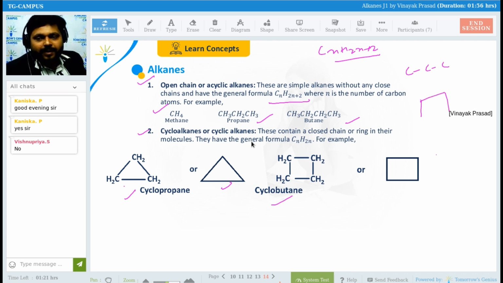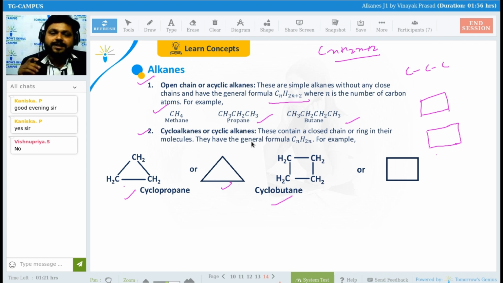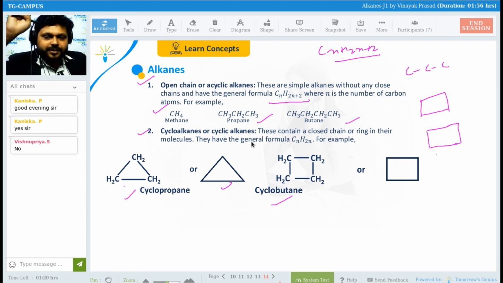Cyclobutane. You might have learned these things in your earlier standards, 7th, 8th, 9th. Is this a square, or is this a rectangle? In organic chemistry, this is not a square and not a rectangle. This is cyclobutane. So if anyone asks you what this is, please don't say, yes sir, this is a square, or no sir, this is a rectangle. Don't mess up these things in your organic chemistry.